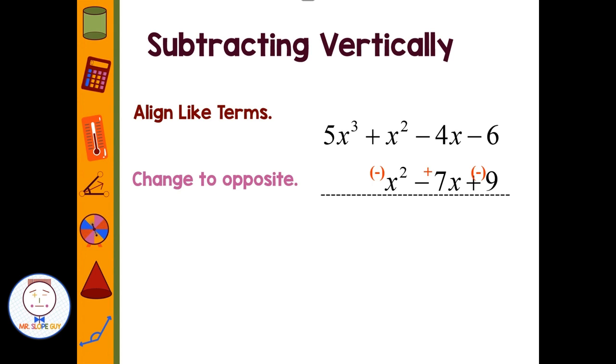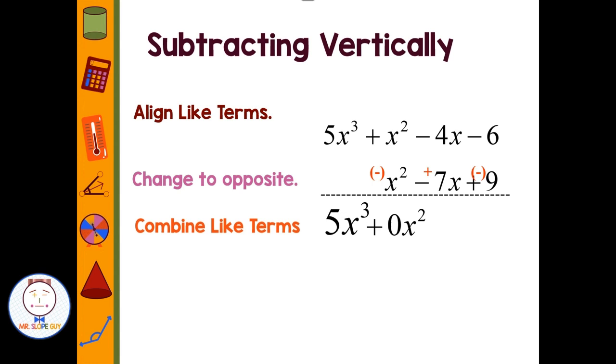5x to the third plus nothing, 5x to the third. x squared plus a negative x squared, 0x squared. They're really opposites, and opposites cancel out. Or opposites add up to 0, like if I have negative 5 plus positive 5, there's 0. So opposites add up to 0.